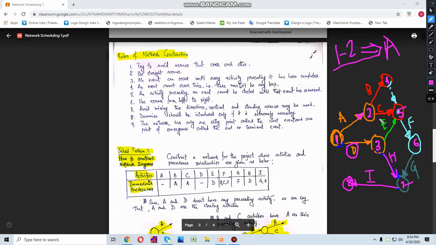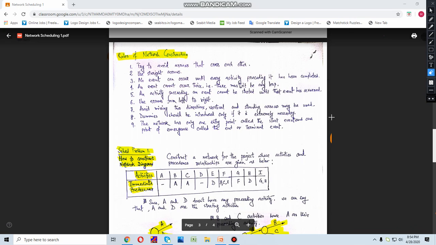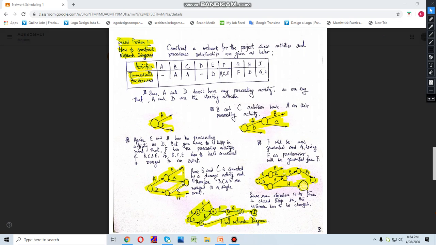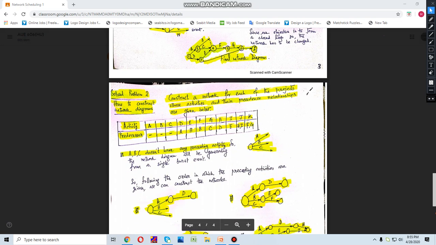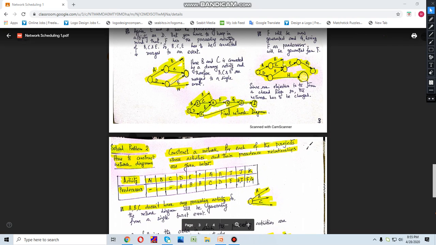Okay, so this is the basic primitive concept of drawing network diagrams. I'll be discussing another problem. Okay, so let's stick to that, and hopefully the concepts which you are not able to understand, this will help you.